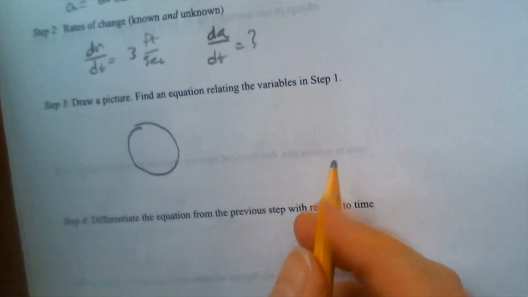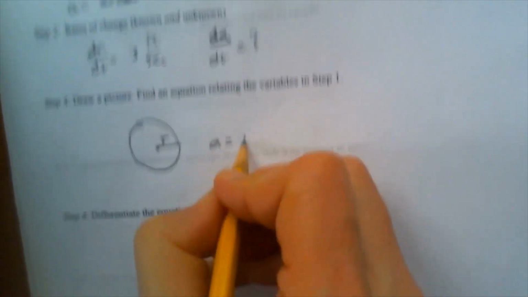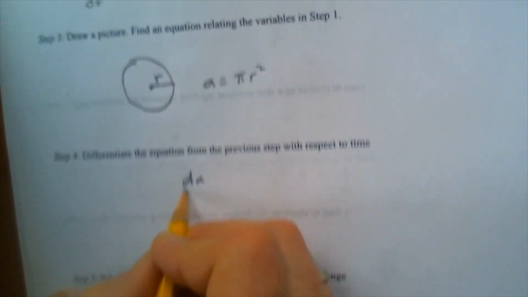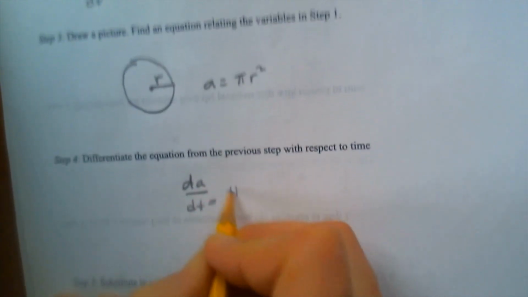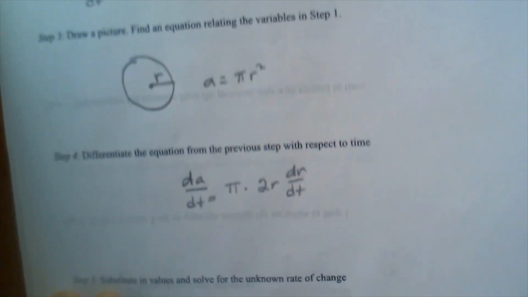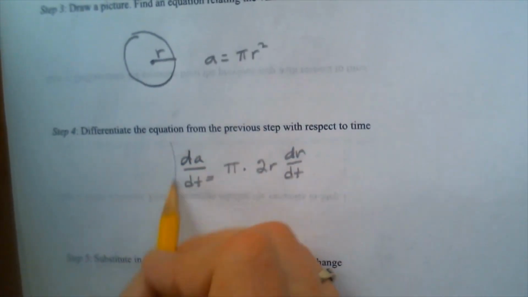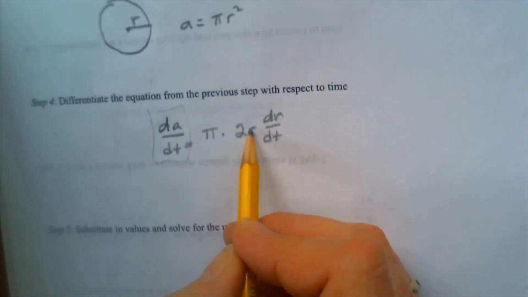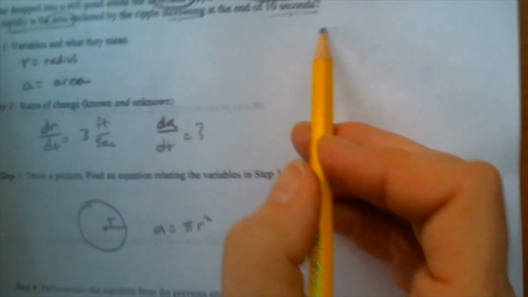We have the ripple, we have the radius, we have the area is equal to pi r squared, just like before. When we differentiate this equation, we've done this before, dA dt is equal to pi times 2r dr dt with respect to time. And now when we substitute the values in, remember we're solving for dA dt, we have to know what the radius is, but they don't tell us what the radius is here. They just tell us after 10 seconds.